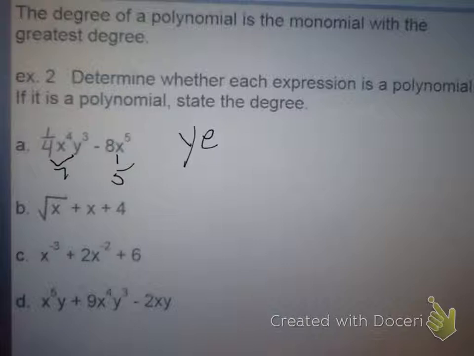Determine whether each expression is a polynomial. If it is a polynomial, state the degree. Remember, the degree is the variables with the highest exponent. So the first term has an exponent of 7 because we're going to add 4 plus 3. And the second term has a degree of 5. So yes, it is a polynomial and the degree is 7.